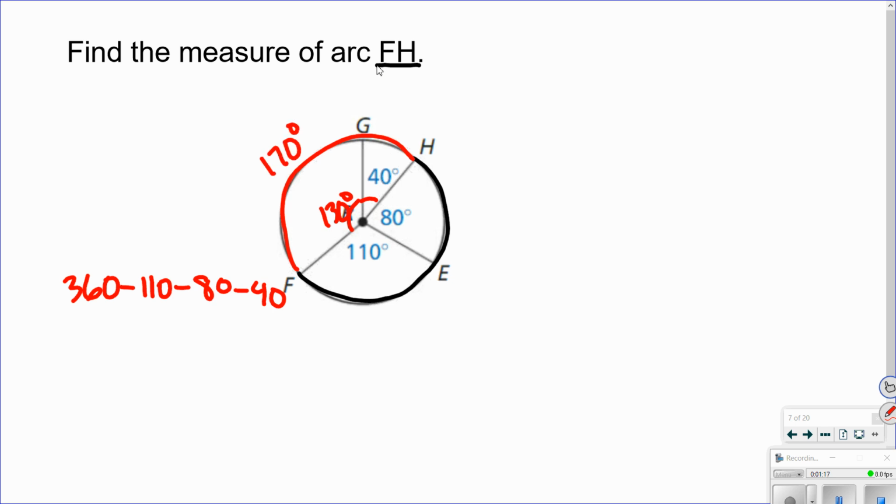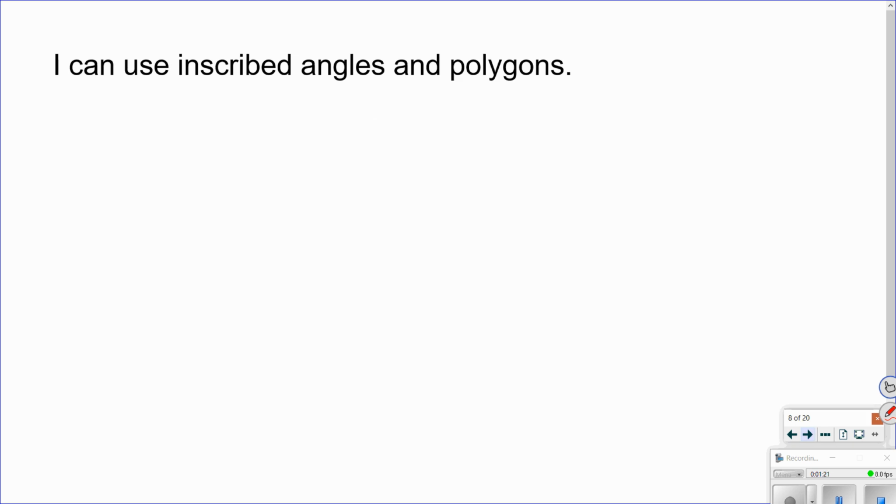I wanted to remind you of that because today in 10.4, we're going to talk about a different type of angle inside that has to do with circles. It's called an inscribed angle. So we're going to talk about inscribed angles and also inscribed polygons. The word inscribed means inside. I'll show you what we mean by that.